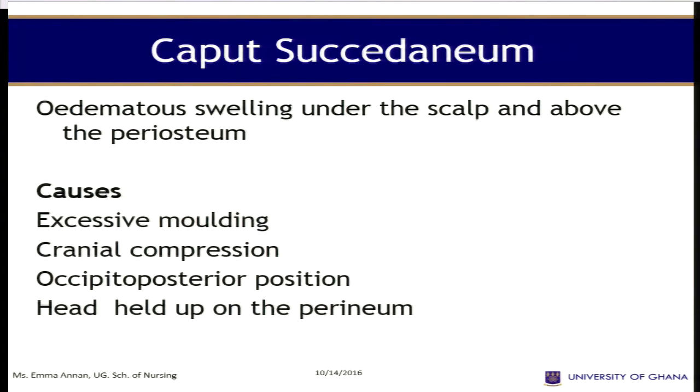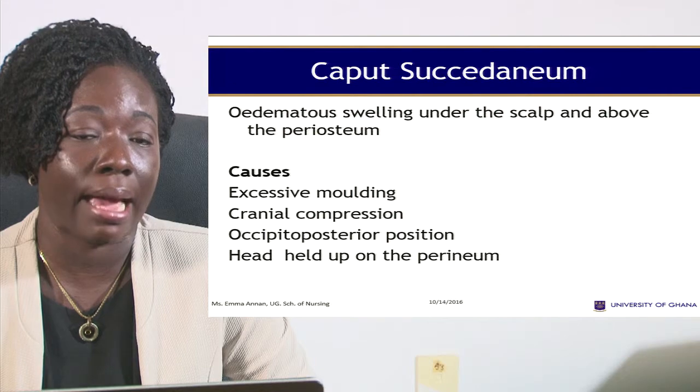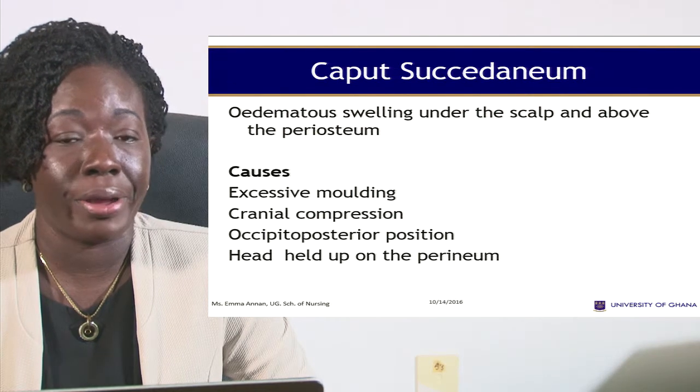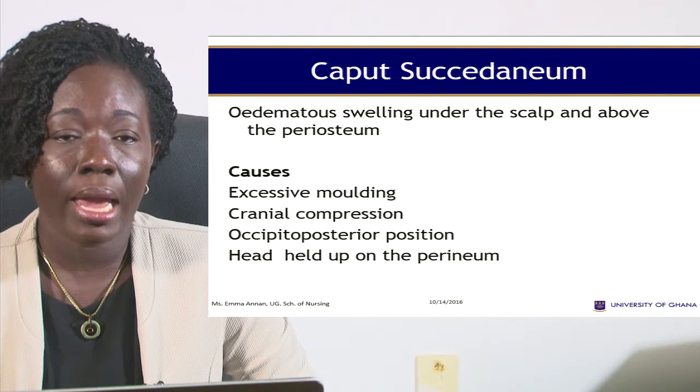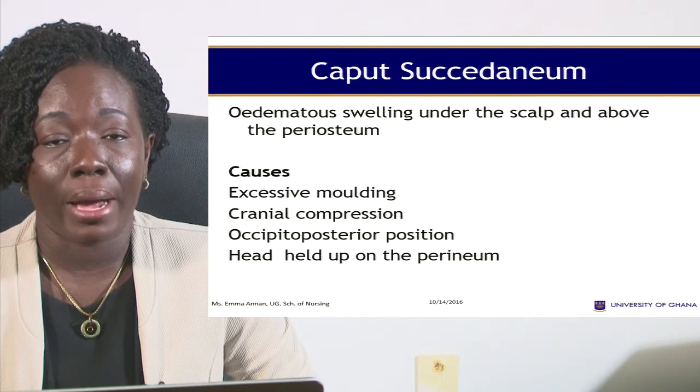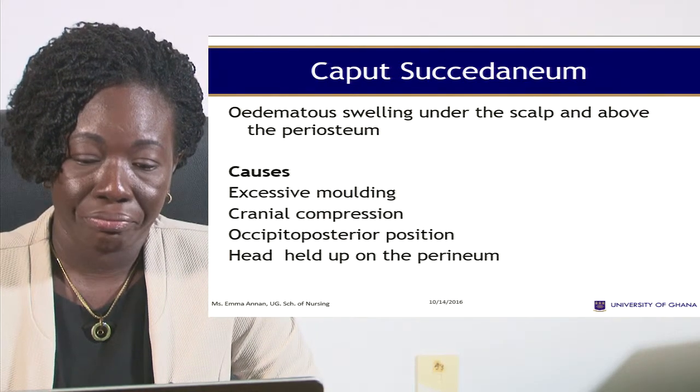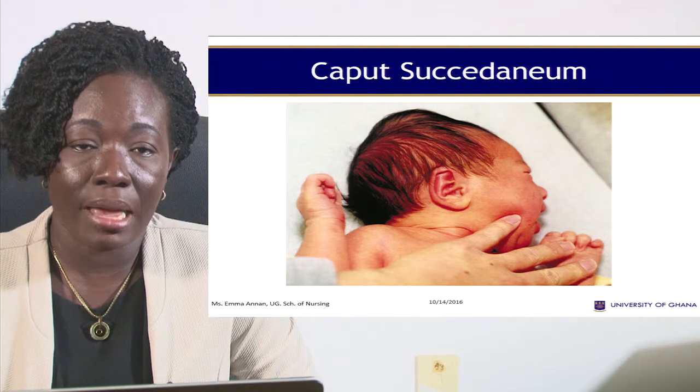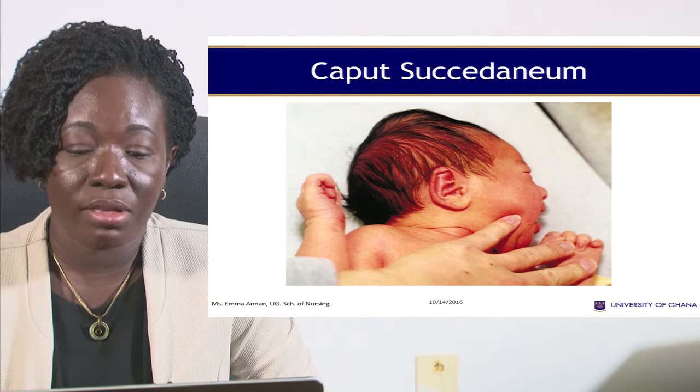Causes of caput are excessive molding, cranial compression, occipito-posterior position, and the head being held up in the perineum. These can lead to Caput Succedaneum. So this is an image of Caput Succedaneum.